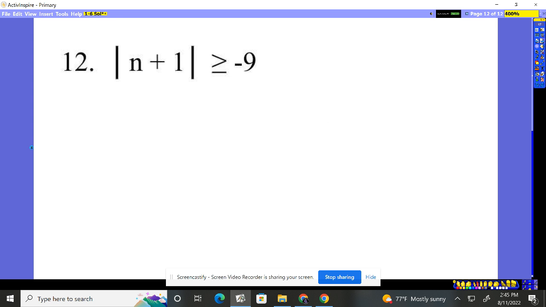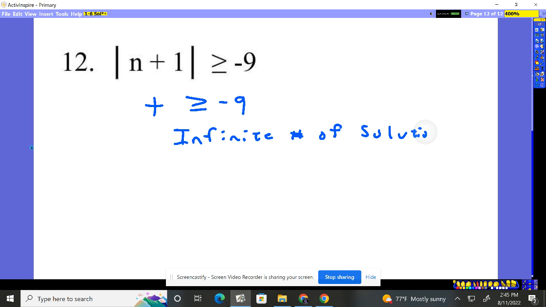And finally, how often is a positive number going to be bigger than or equal to -9? 10. Is 10 bigger than -9? Yes. Is 3 bigger than -9? Yes. This is always going to happen. So there's an infinite number of solutions. You just have to sit back and think about it.